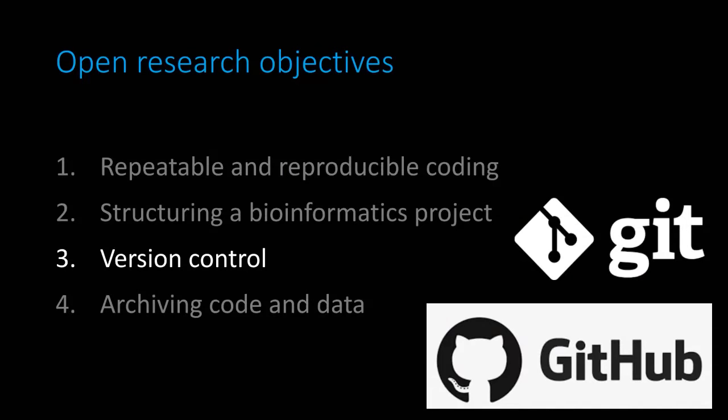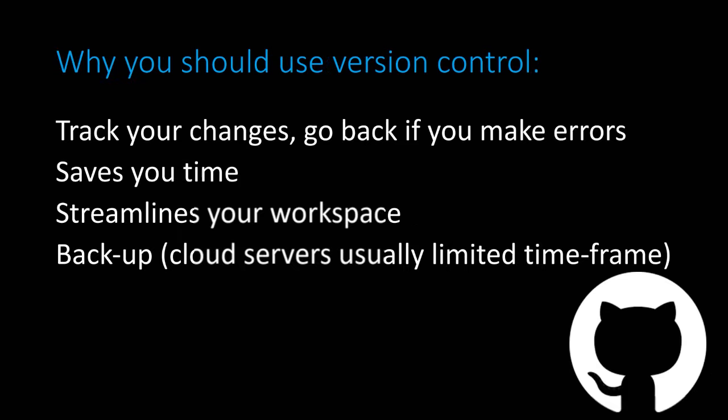So that's the first 2 parts of the open research objectives. The third one is teaching students about version control. And we do this through teaching them how to use some software called Git. And Git software can then interact with GitHub, which is an open access platform where you can store your code and make that open access. So why is version control important?